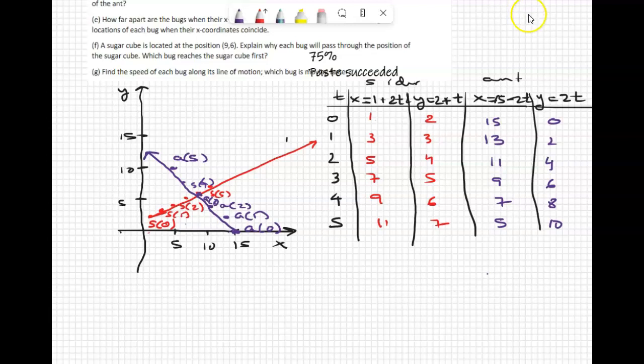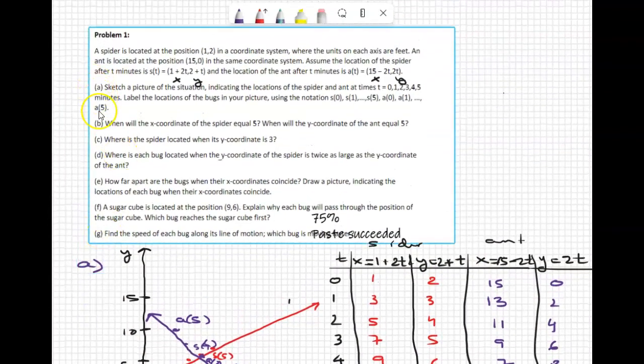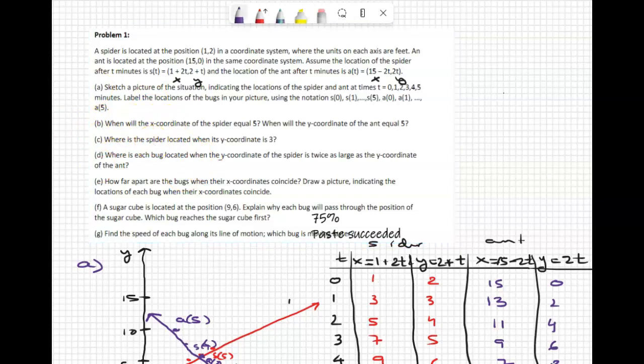Okay, so this was part A right here, which was figuring out the path of the spider and the ant and labeling the graph. And this is the part that's going to take the longest. The others are a little bit shorter. All right, part B. When will the x-coordinate of the spider equal 5? When will the y-coordinate of the ant equal 5?